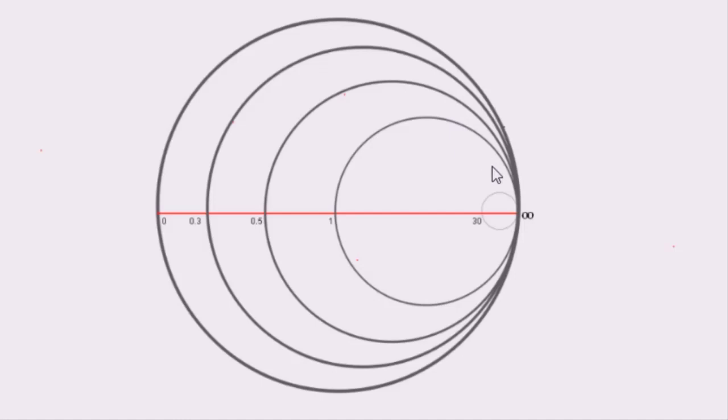Now, how do we read the resistance by the horizontal line? Suppose you are moving on this circle. As long as you are not leaving this circle and moving on this circle only, the resistance will remain 0.5 ohm. Similarly here.